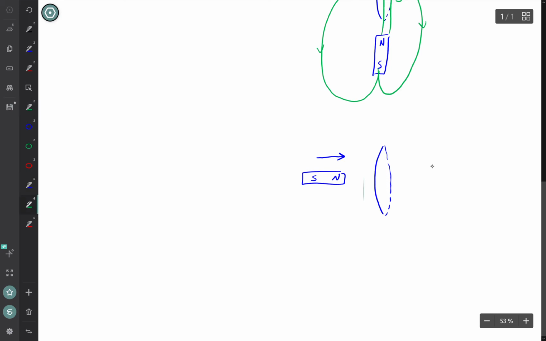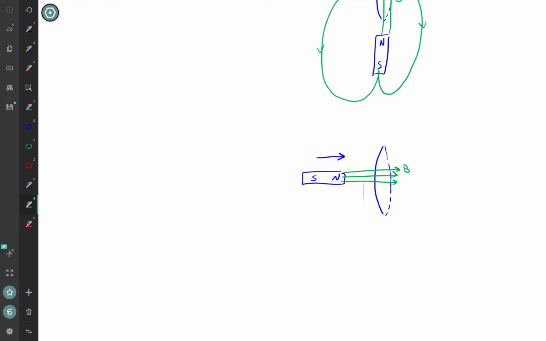So when you're moving the magnet to the right, as you know, the magnetic field lines are still going away from N and towards S. These field lines don't come from the direction of the movement of the magnet. They come from which side is north and which side is south. So what happens is that when you move the magnet towards the loop, you are increasing the magnetic field that is exposed to the loop.